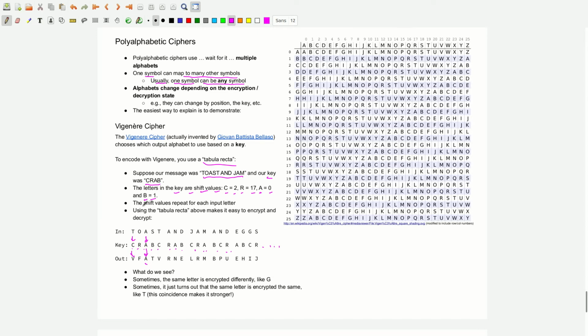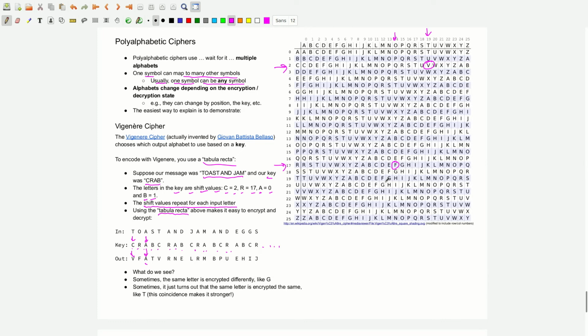And so the shift values repeat for each input letter. We're going to repeat the key over and over, and using the tabula recta, we can encrypt and decrypt. So T plus C: if I start at T and I add C, I'm going to get V. And if I start at O and I add R, I'm going to get the intersection of O and R, which is F. And so I can reverse that process to decrypt the message.